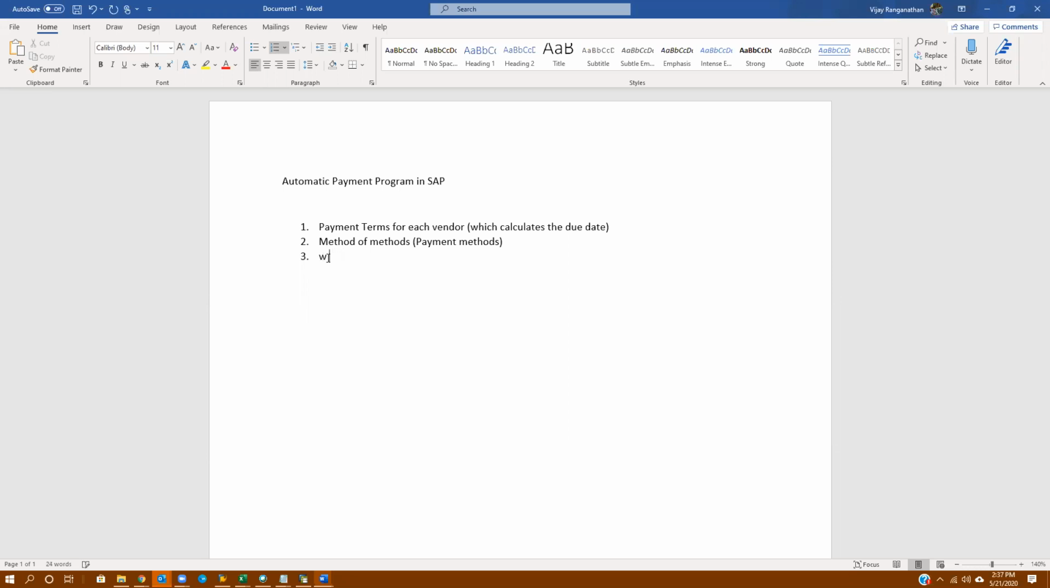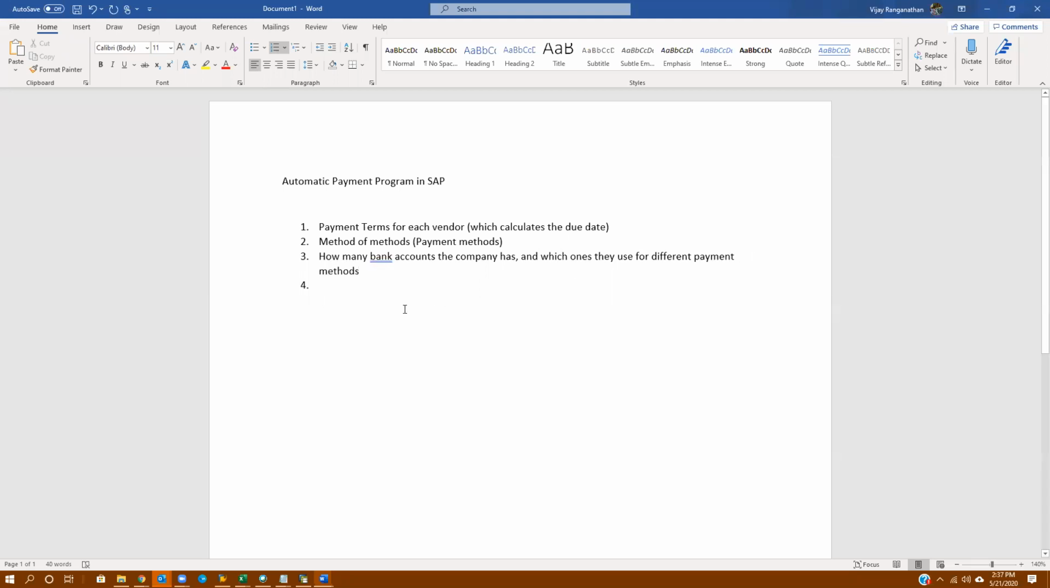What bank accounts, or how many bank accounts you use? How many bank accounts the company has. Yes. And which ones they use for different vendors, for different payment methods, right? Yeah. Different payment methods. Okay.